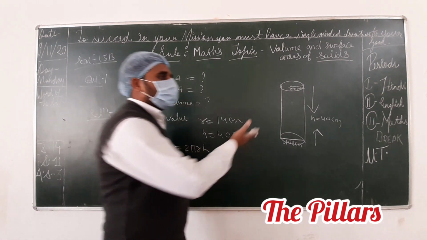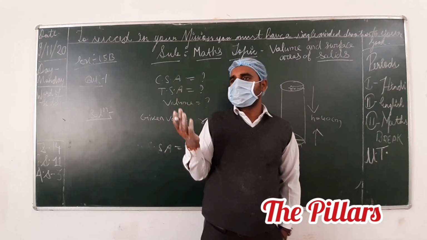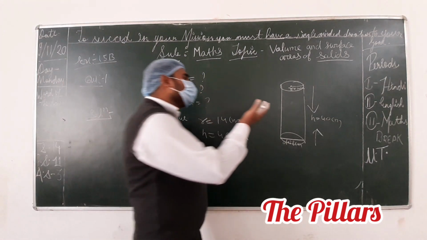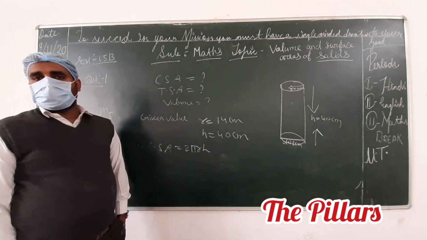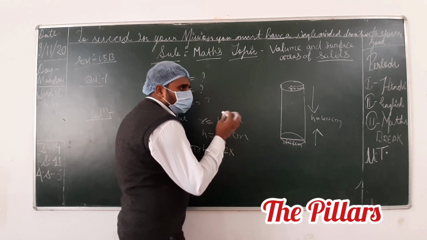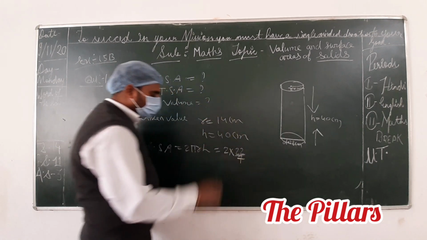So you see which type of cylinder it is. If the question discusses only one radius, it means there is no internal and external radius. This means this is a solid cylinder. CSA of the solid cylinder is 2 pi RH. So start putting the values: 2, value of pi we use 22 by 7. Clear? Anyone have any problem?